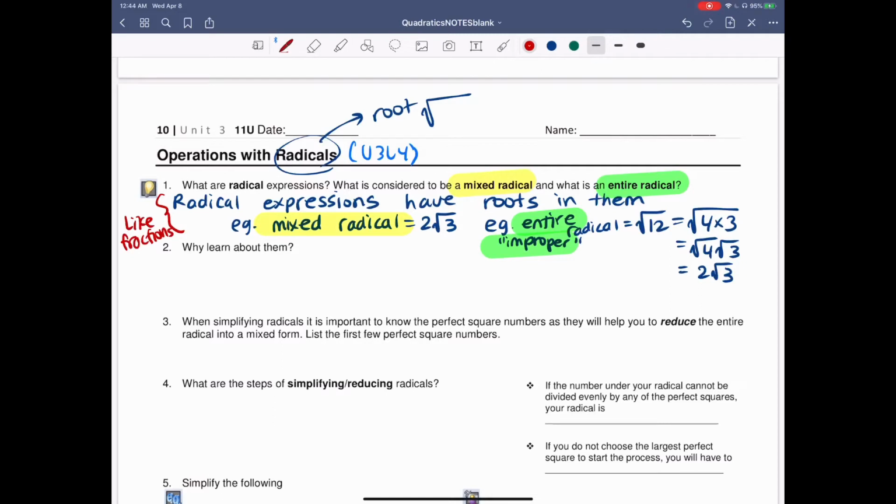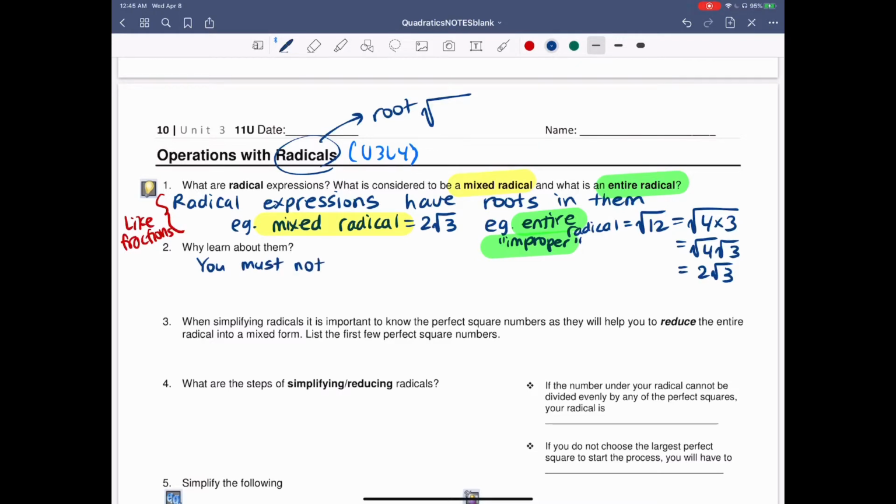So why learn about them? The reason is that prior we might have been okay to leaving it as square root 12, but what we need to do is always reduce and simplify if possible. It's like fractions. You could have left it as 6 over 12, but you should reduce it to 1 over 2.